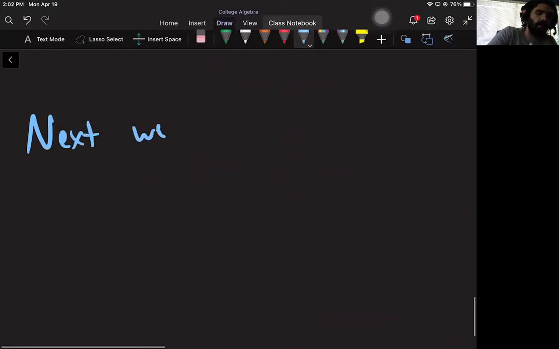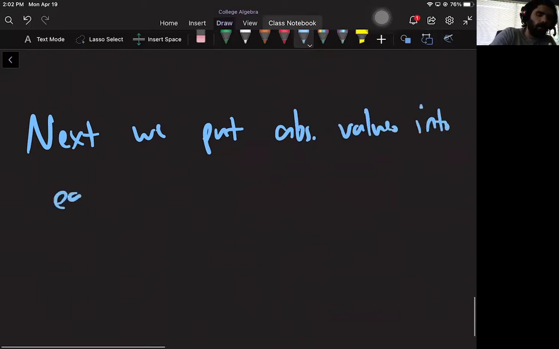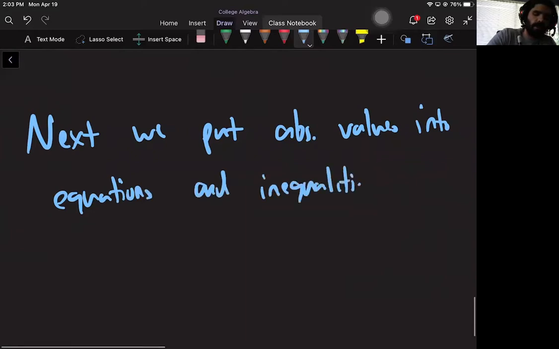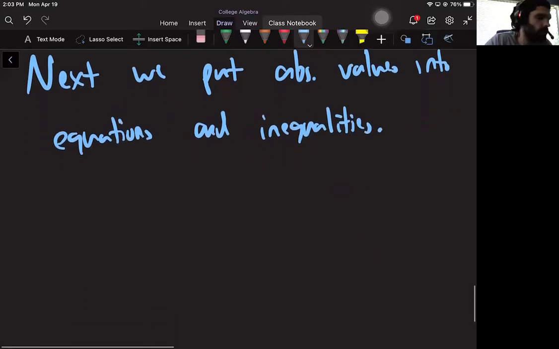So next we put absolute values into equations and inequalities, i.e. we're going to be solving for x, and now there's going to be absolute values involved. So let's just jump into an example.